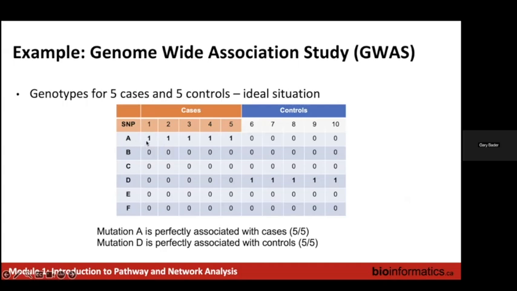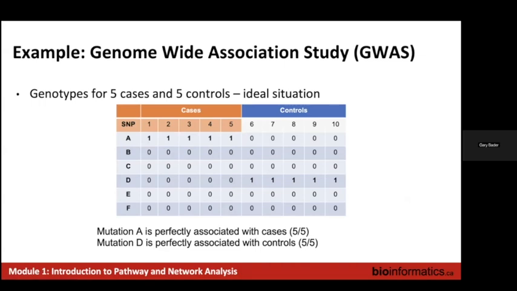And then we can look at these mutations and say, oh, this is really interesting. All the cases have SNP A, and none of the controls have SNP A. So that's a perfect association of SNP A with the cases. Or vice versa, SNP D is present in all the controls and none of the cases. So that's, again, perfectly associated, but with the controls. So that's the ideal situation.